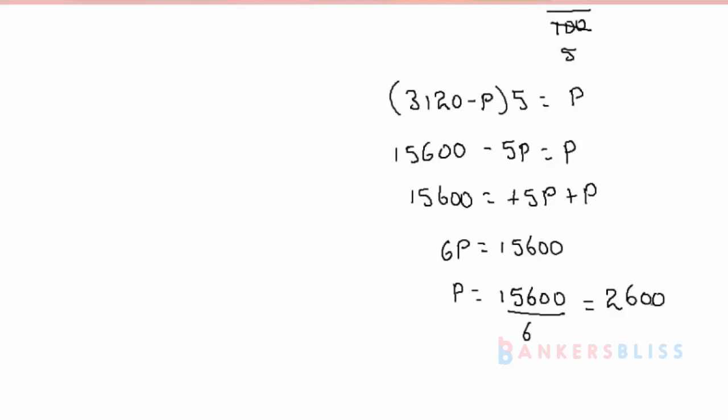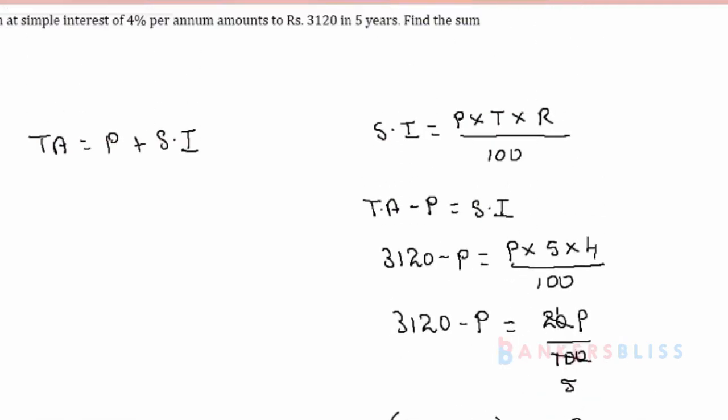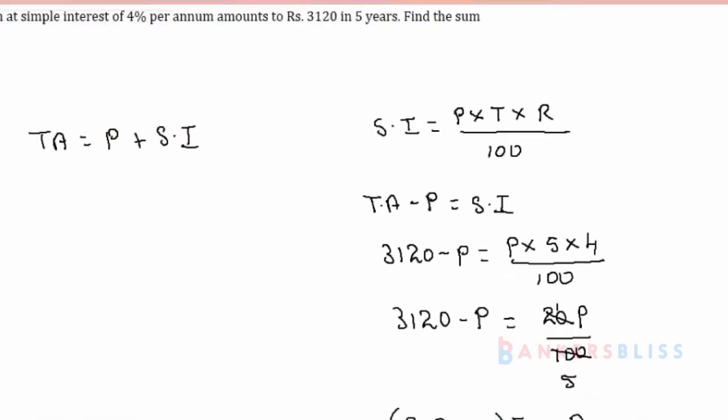Let us discuss the shortcut method. 5 years, 4% is the rate of interest. So 5 years into 4%. Let me do the shortcut: 5% into 4 years.